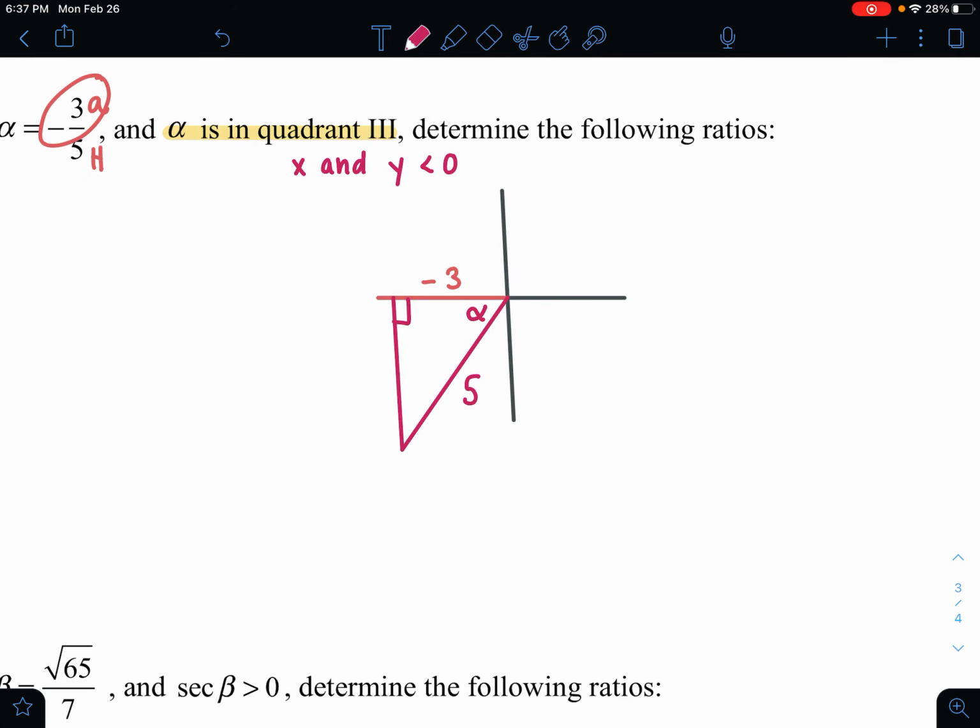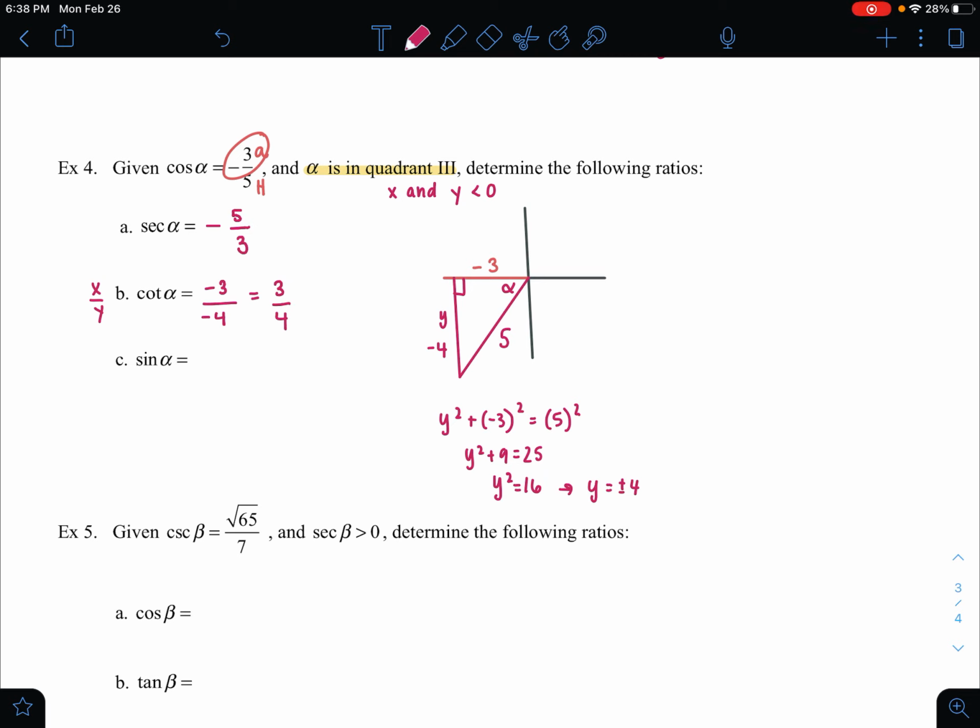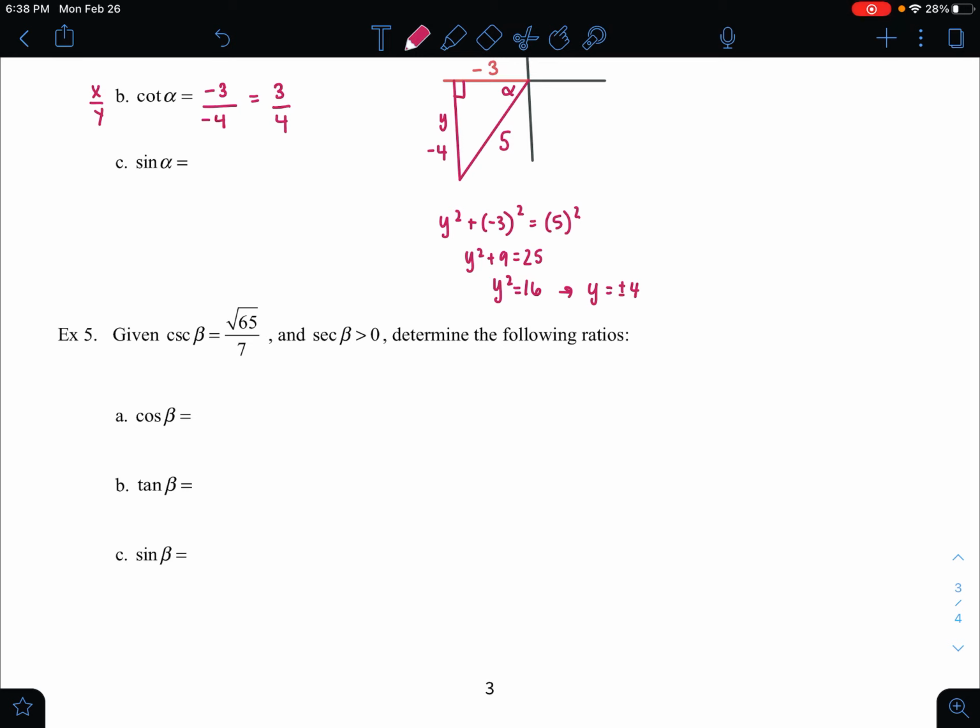Cotangent is x over y. So in this situation, it'll be negative 3 over negative 4, which results in 3 over 4. Now go ahead and write in your sine, and I'll check to see if you got it right. All right, try and work through example 5, see if you can figure it out. Then pause the video and come back to check and see if you got it correct.